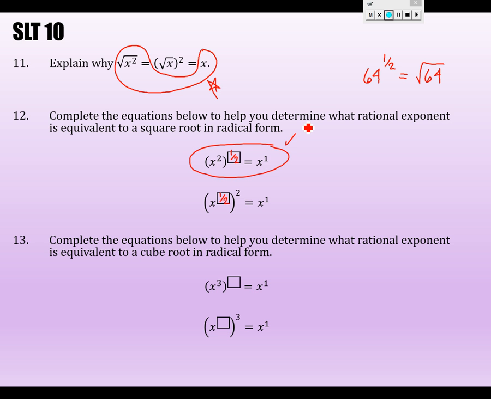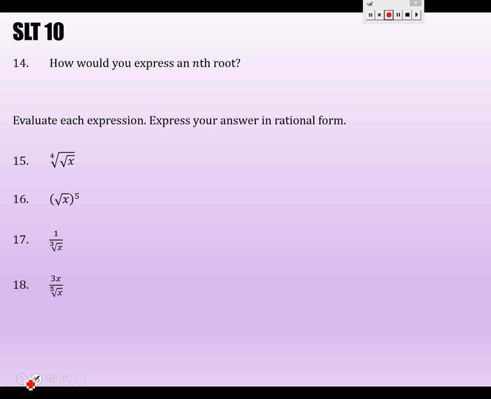Okay, so I hope you see that on 11 and 12. That's the big aha moment, right? Aha. Okay. What about number 13? What goes in the box? 1/3 in both boxes. And then on number 14, in general, how do we express the nth root of x? X to the power of 1 over n.